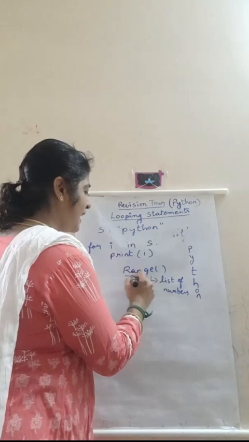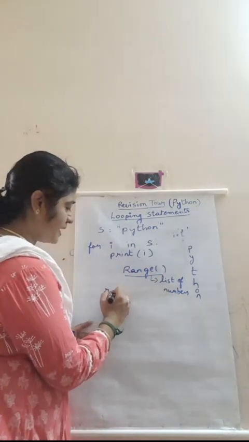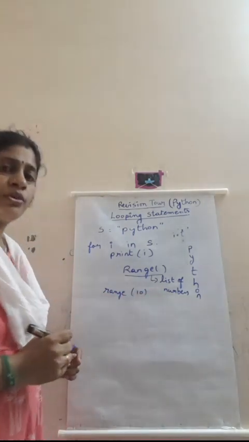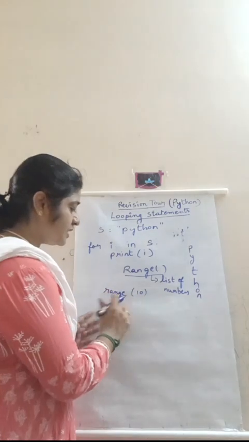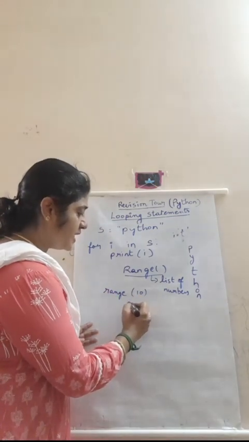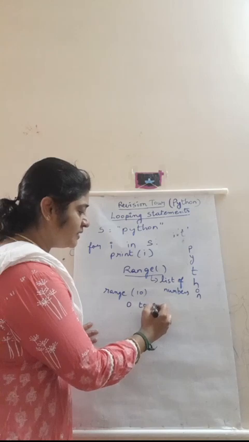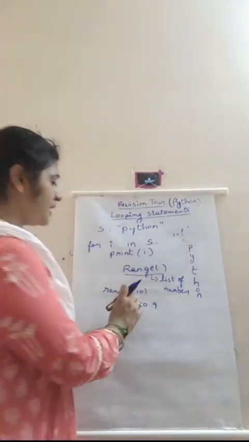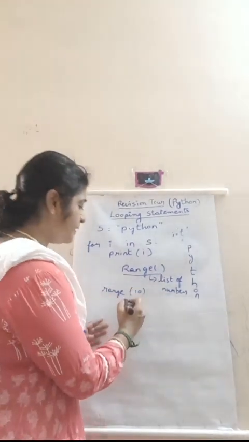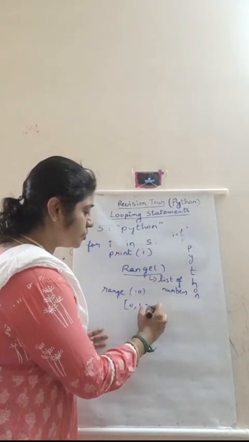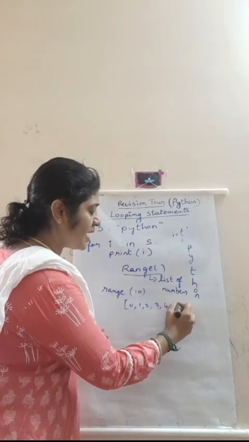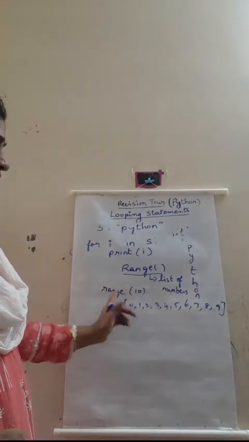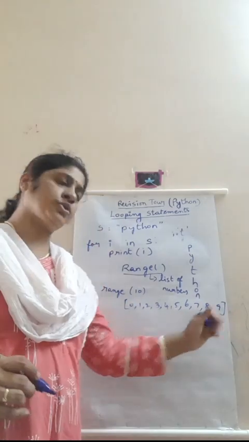Now suppose I write range 10. This function will return you 0 to 9. It will stop at 9. It won't run up to 10. This will return you the list 0, 1, 2, 3, 4, 5, 6, 7, 8, 9. This function will return you a list of numbers from 0 to 9.